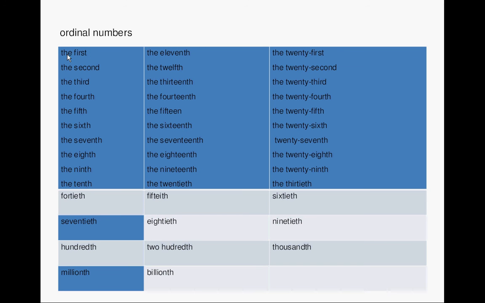Ordinal numbers: the 1st, 2nd, 3rd, 4th, 5th, 6th, 7th, 8th, 9th, 10th. The 11th, 12th, 13th, 14th, 15th, 16th, 17th, 18th, 19th, 20th.